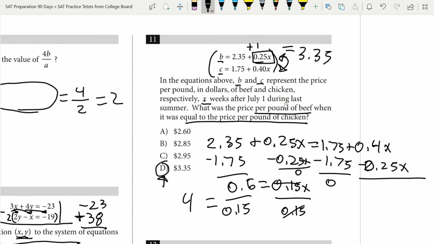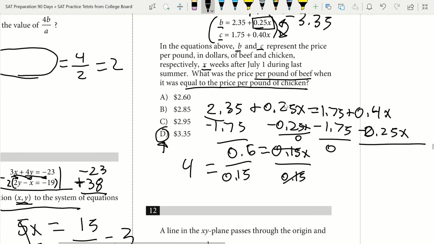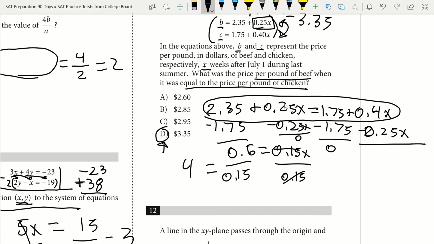So things to put in your notes there. This equation here is really just understanding simple algebra. So we're going to isolate x to one side and set it equal to a constant, then solve for that constant. But we need to make sure we're paying attention to what the question asks, because it could have very easily put in a 4.00 right here, and that would have been wrong because we're asked for when it's equal to the price per pound of chicken. So we had to plug in that 4.